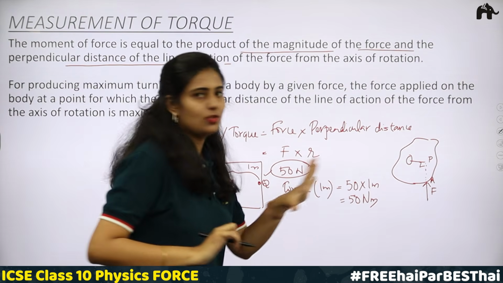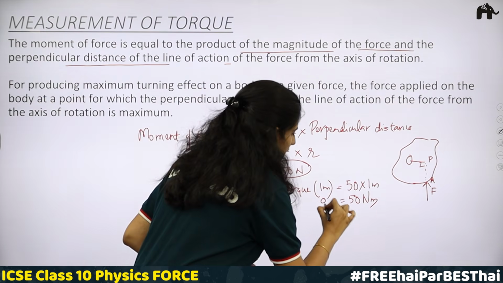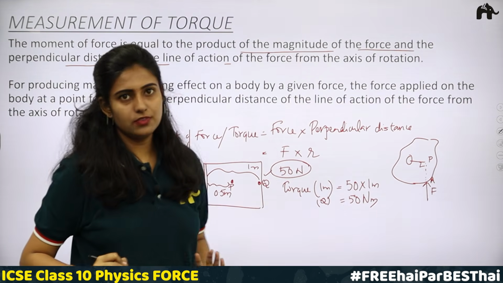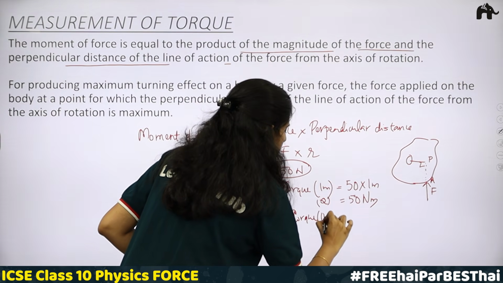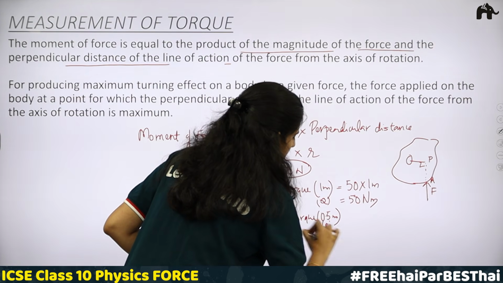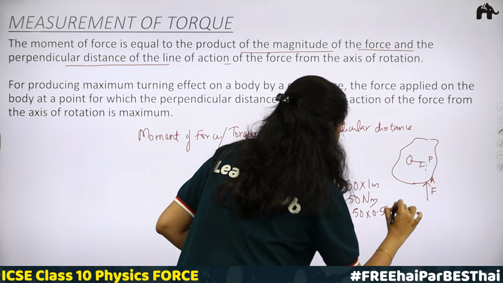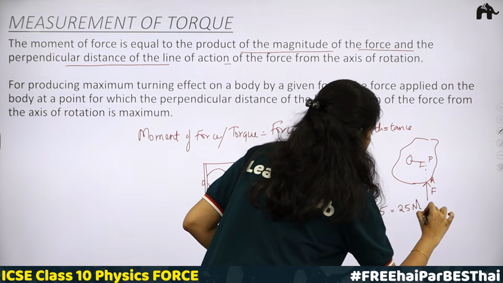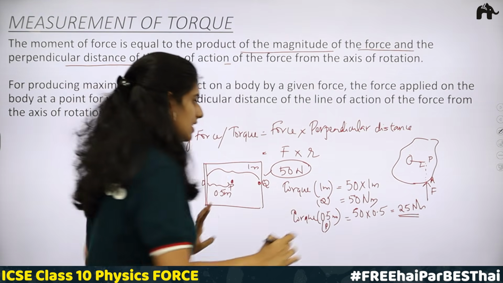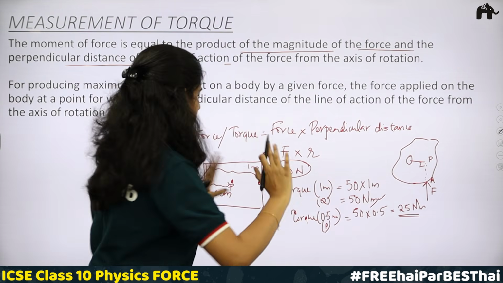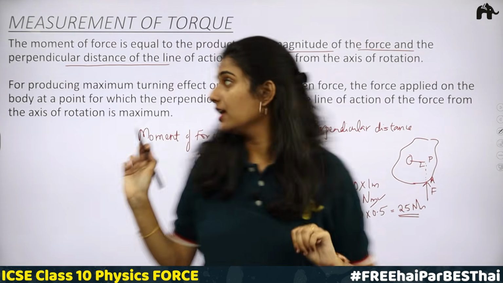So 50 Newton meter you will be getting. The torque in the first case, that is point Q we are considering, will be equal to 50 Newton meter. The second case is with 0.5 meter distance, point P. What do we get? 50 into 0.5, which is 25 Newton meter. We are getting 25 Newton meter, so 50 Newton meter is greater. That is when the force is applied at this point Q. Understood? Okay. One more point.